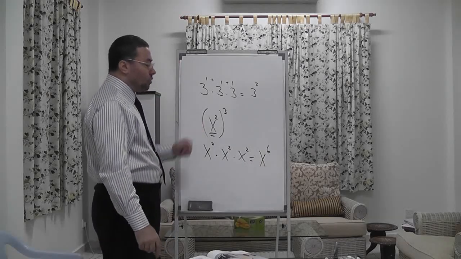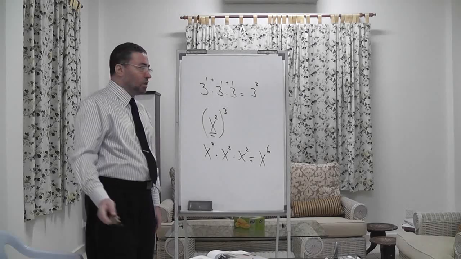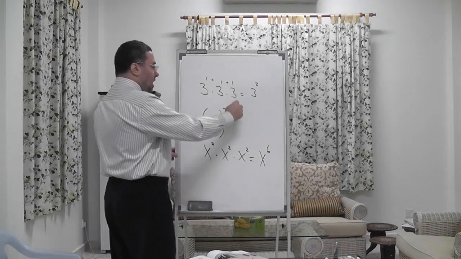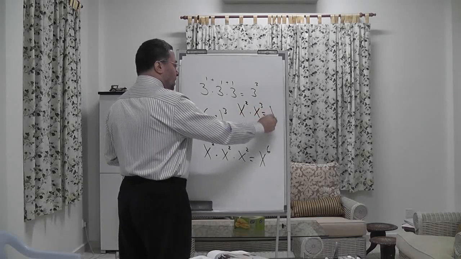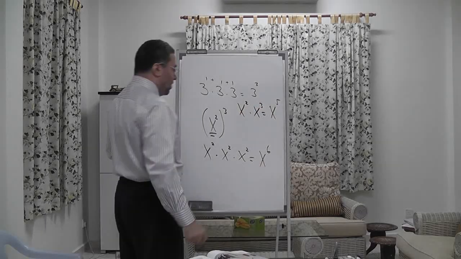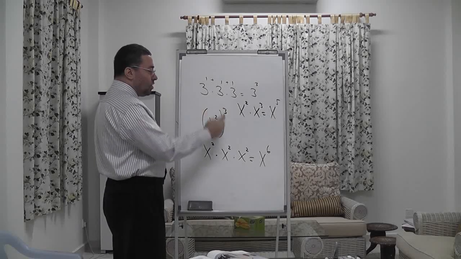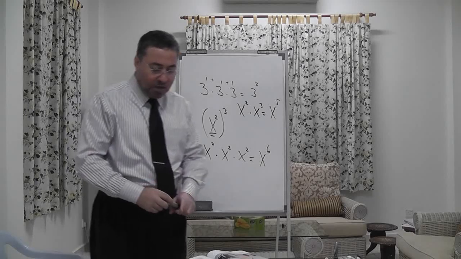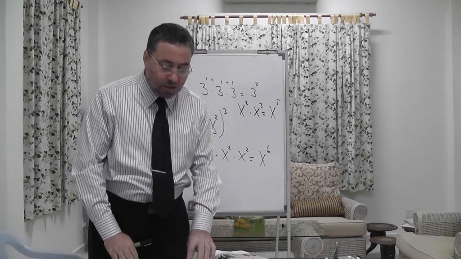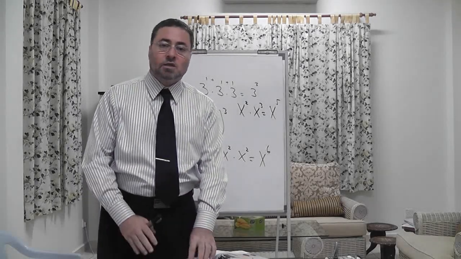So we can develop now rules for these situations. If we are multiplying a power times a power, we add the powers. If we have a power to a power, we multiply the powers. And these are the 2 main rules at this point that we are going to deal with in this chapter.